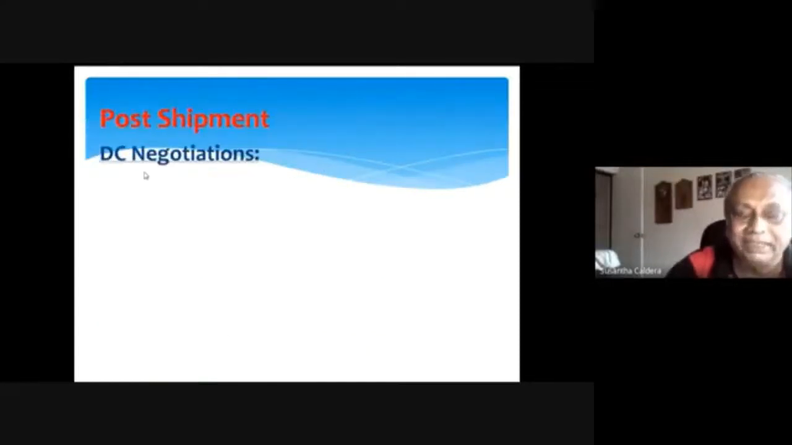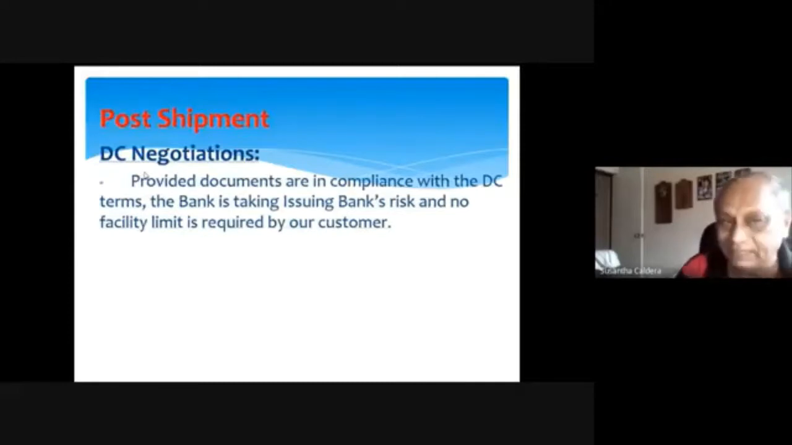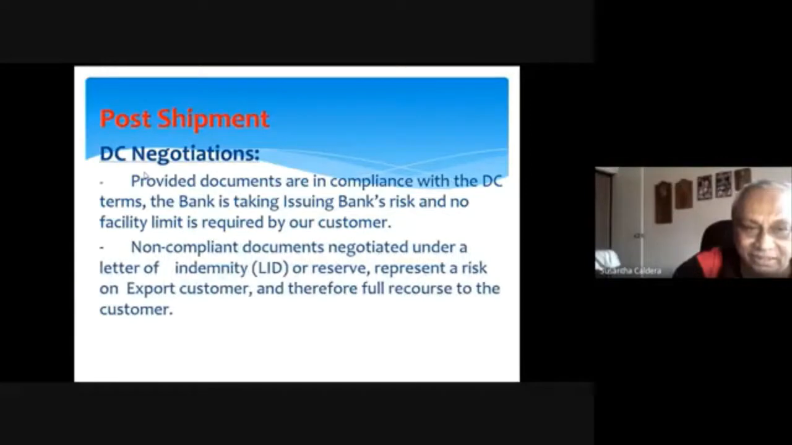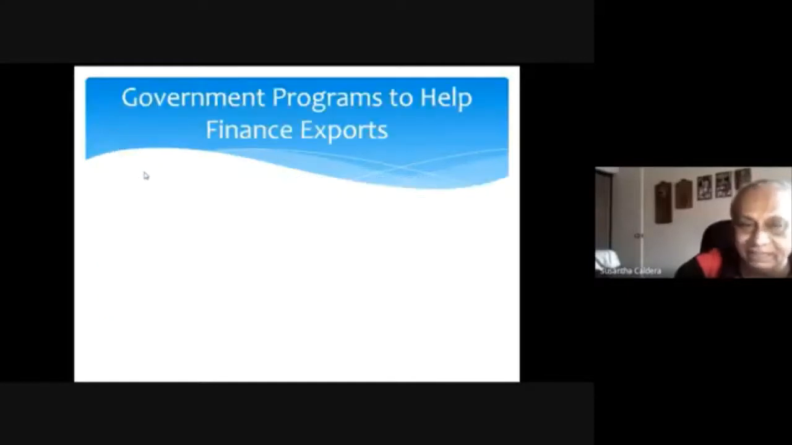Post-shipment is DC negotiation, which we discussed. Provided documents are in compliance with the DC terms, the bank is taking the issuing bank's risk and no facility limit is required by our customer. Right? But we must keep the TFG. For non-compliant documents, we can take them under a letter of indemnity, an LID line. If the documents are non-compliant, we cannot give it, but we can give it by taking an indemnity from the customer.